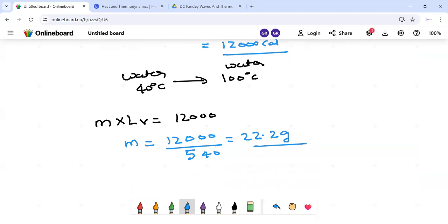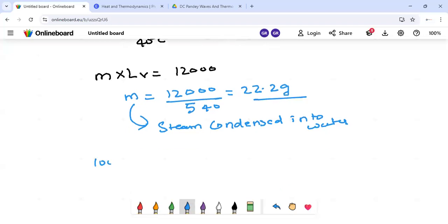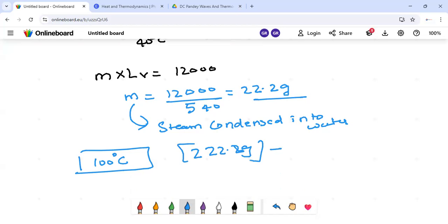So that means this much mass of steam is condensed. This is steam condensed into water. So what is my final? I have some steam left, so my final temperature is 100 degrees Celsius. Finally, 200 plus 22 is the amount of water I will have in the final composition. And obviously, 22.2, so 7.8 gram of steam I will have in the final composition.